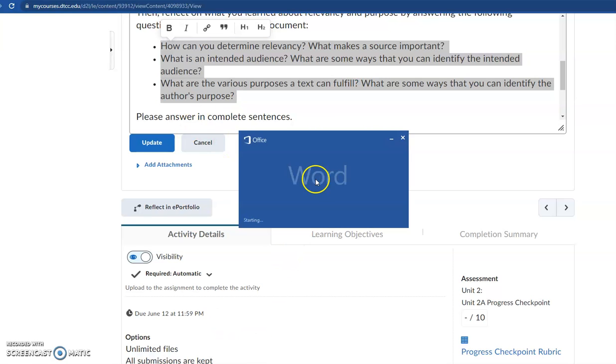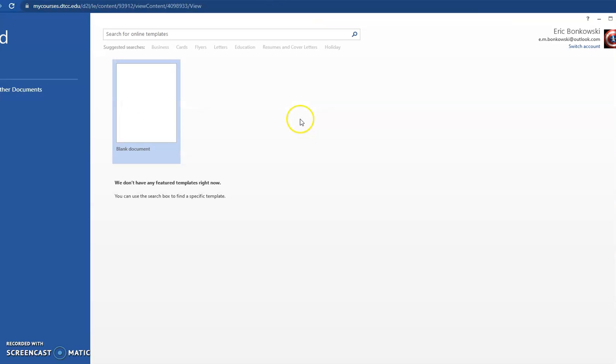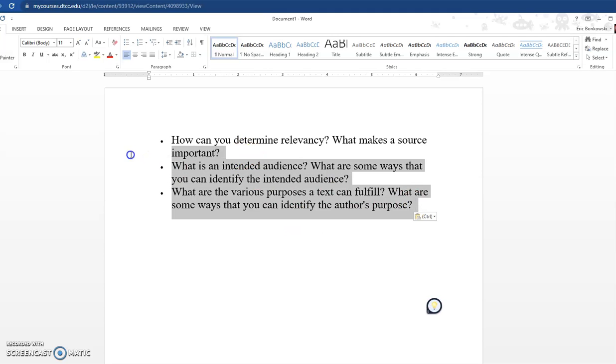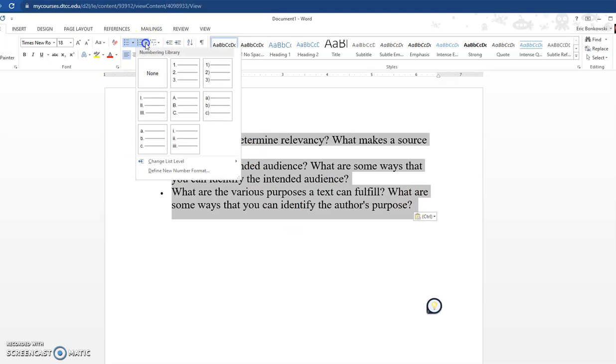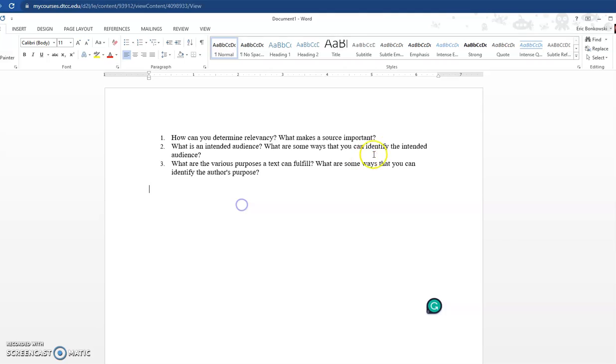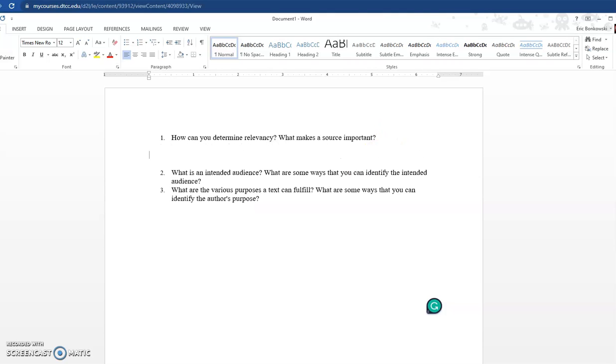I'd open up my Microsoft Word document, which I'm doing right now, and I would paste these questions in. I would probably do them as a numbered list. And you know me, I'm a Times New Roman girl. And then you can answer them. How can you determine relevancy?